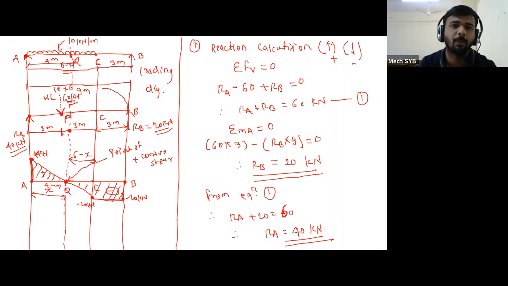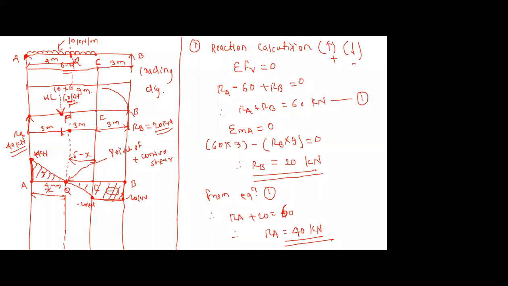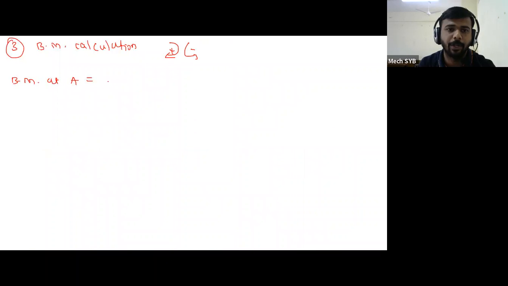What is the bending moment at point A? 0. It is the end point of the beam, so directly write down 0 kilonewton meter.